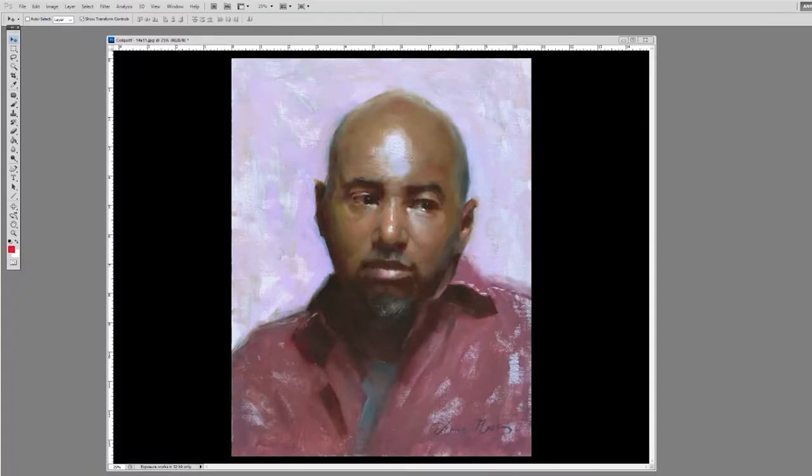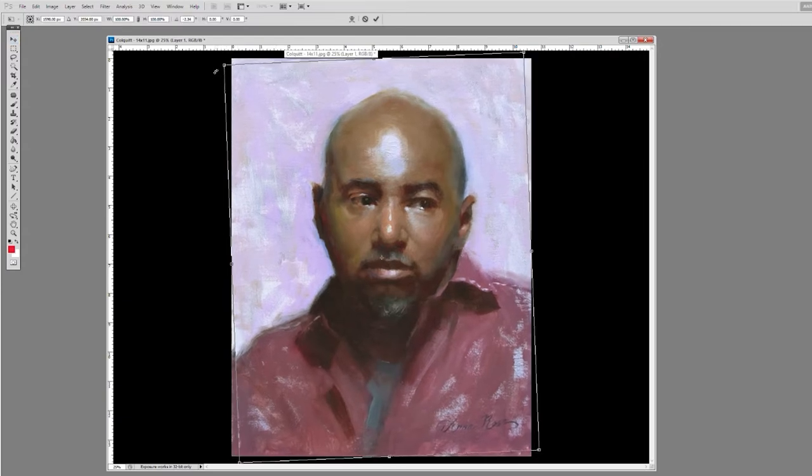Okay, so before we dive into children's proportions, I thought I would go through a brief rundown of how I teach facial proportions on adults. And I've got an example here. This is a painting I did a few years ago as a demo for my students. And I'm actually gonna go ahead and straighten this out a little bit for the sake of demonstration.